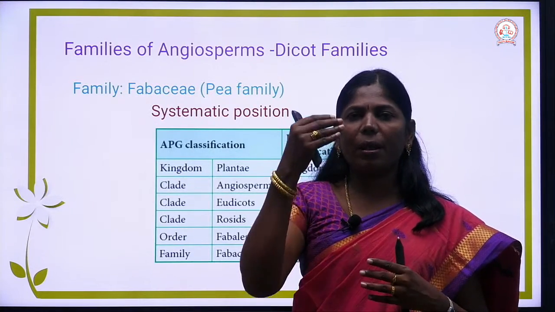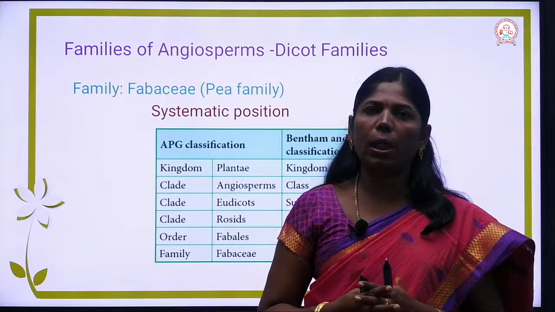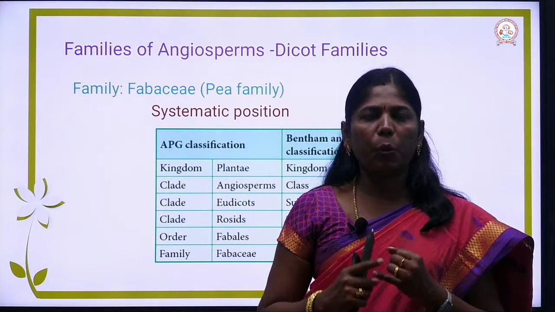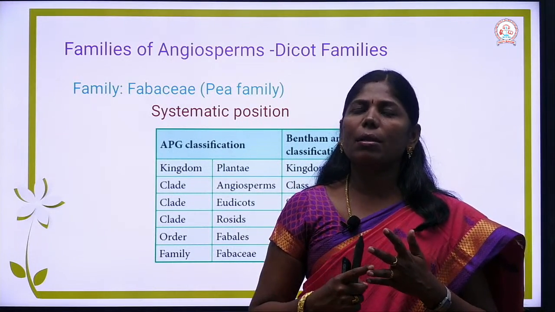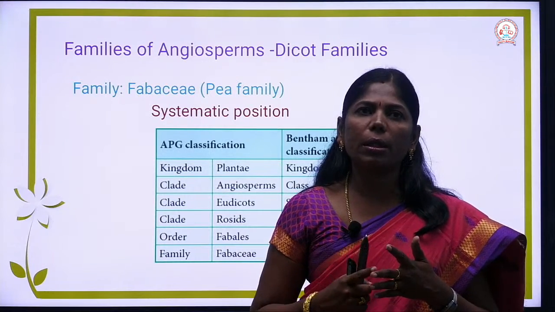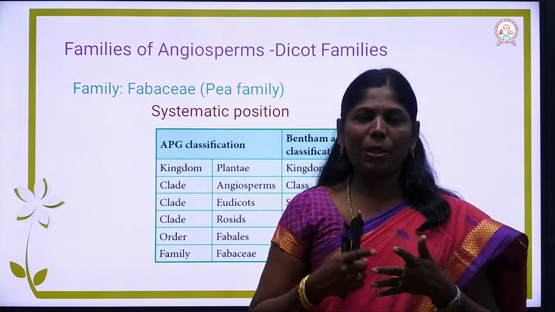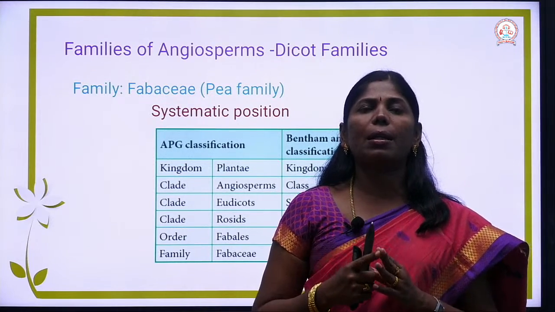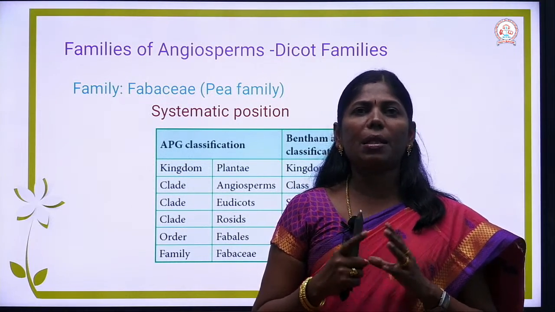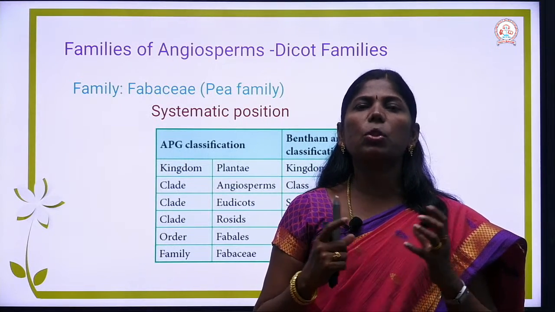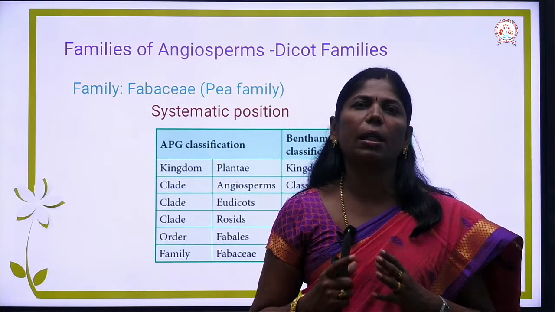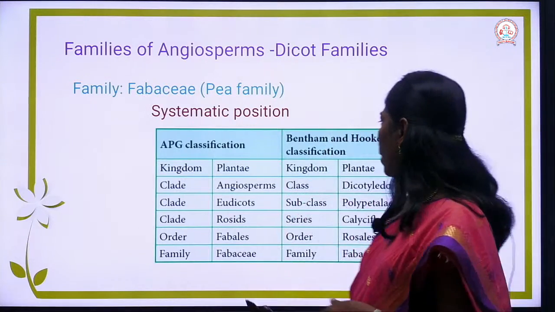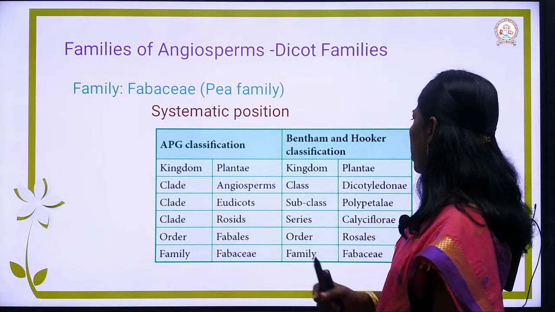So these are the very important characters of Dicotyledonae. The first one is the taproot system, the second is reticulate venation, and the third is the pentamerous or tetramerous condition. A very important character is that Dicotyledonae means two cotyledons. It has two cotyledons. So that is the class Dicotyledonae.